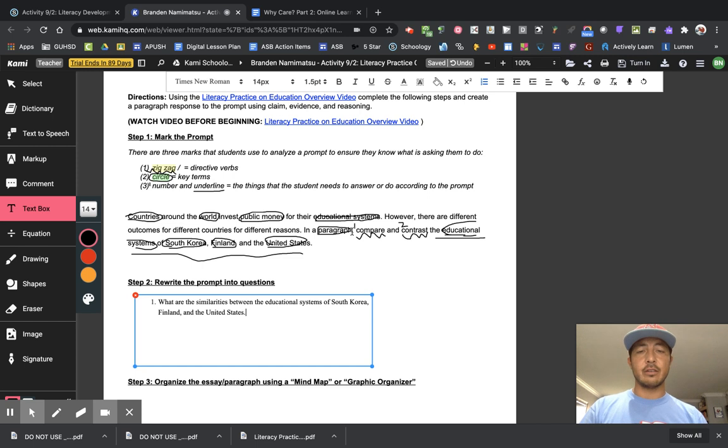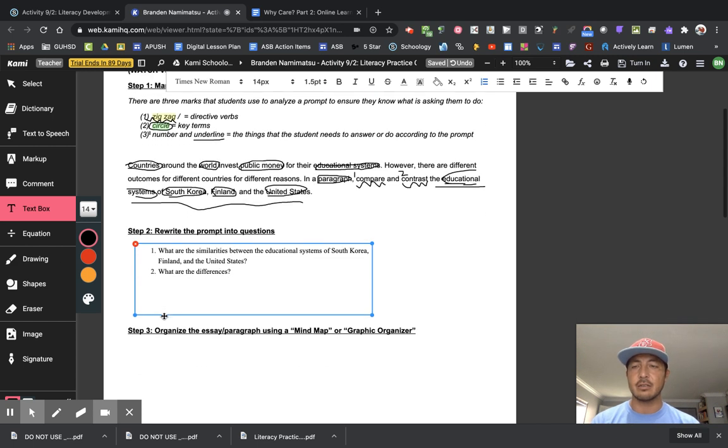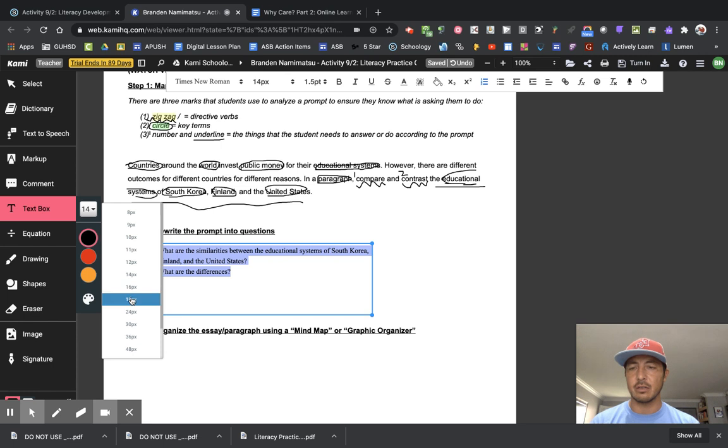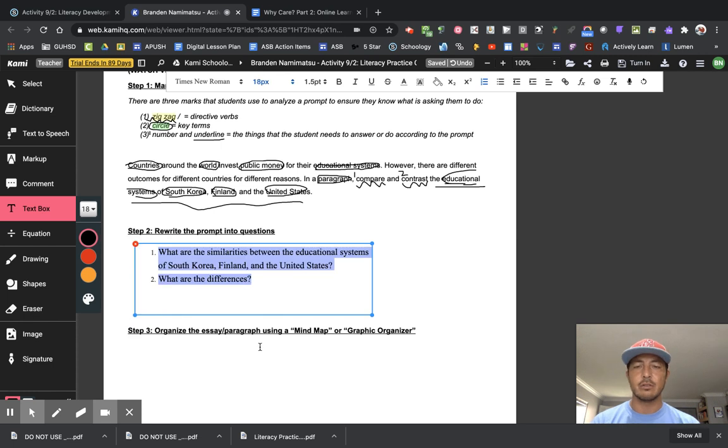So I have 2 things. I'm not done, right? Here's number 1. I need to find number 2. Well, 2 is contrast, which are differences. I'm going to put, what are the differences? The question mark. So again, here, please go ahead and insert that text box like I did, and please just write the same exact things. If you want to change the size, you can. Over here, font size can get increased bigger if you'd like to. Totally cool.